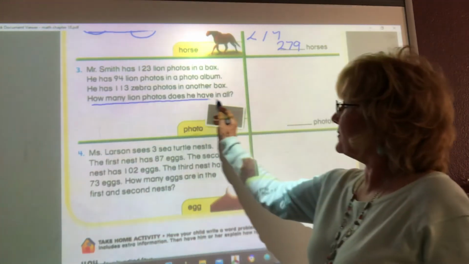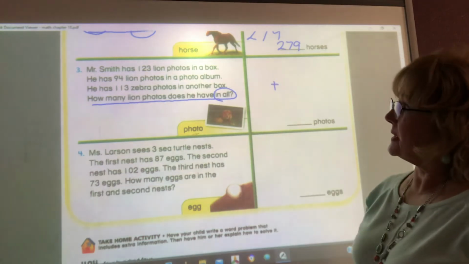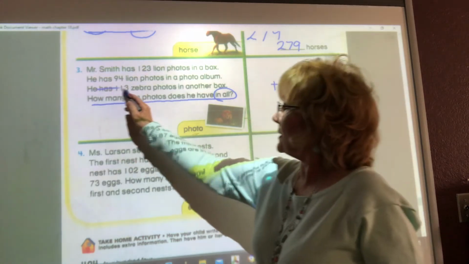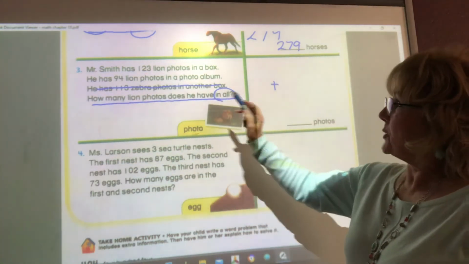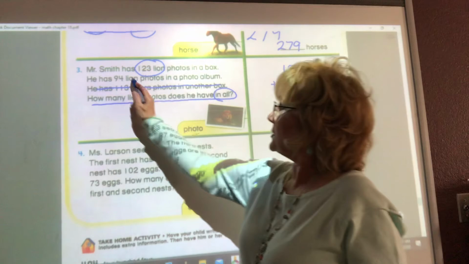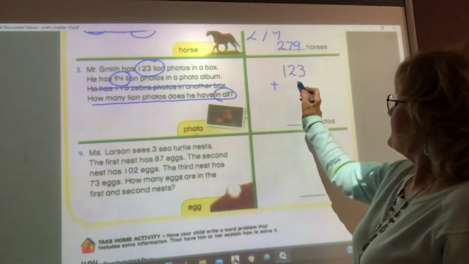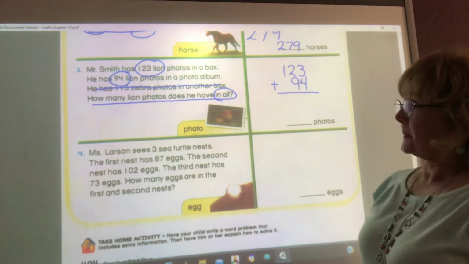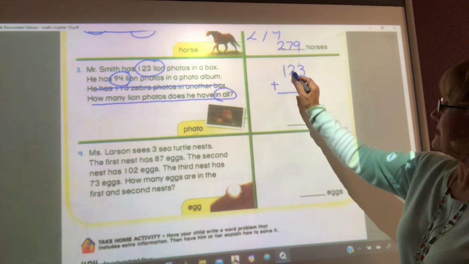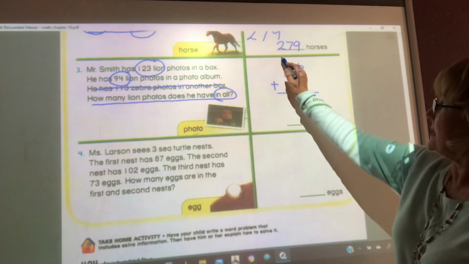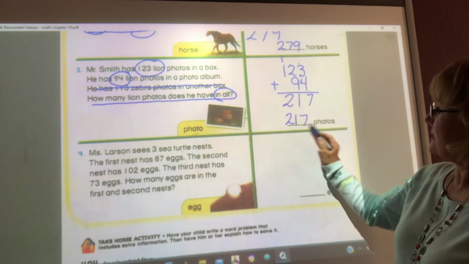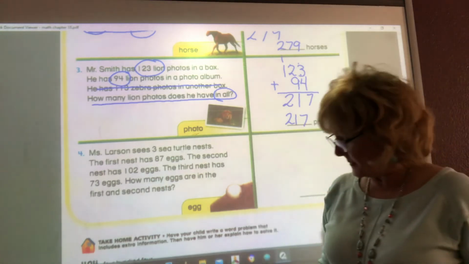How many lion photos in all? So we know we're going to add. I see lion, I see lion, I see zebra. We don't want that. So we have 123 lion photos. We have 94 lion photos. Line it up correctly. 4, 5, 6, 7, 9, 10, 11. We need to carry 1. Carry the 1. 1 plus 1 is 2. Answer, 217 photos in all. Okay?